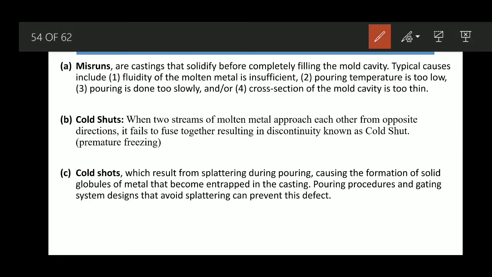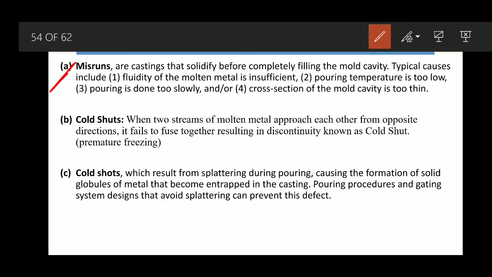Misrun. Okay, so first one is Misrun. Now what kind of defect is it? Sometimes what may happen, a casting may solidify before even completely filling the whole mold cavity. Some portion which is farthest from the entry zone may remain unfilled, because the molten metal solidifies before that, and some portion may remain vacant. Okay, so this particular defect is known as the Misrun.